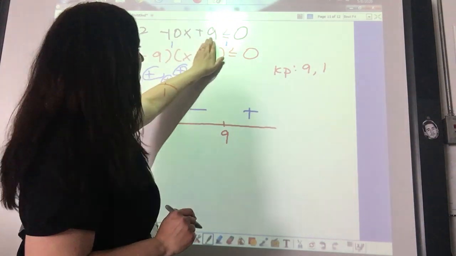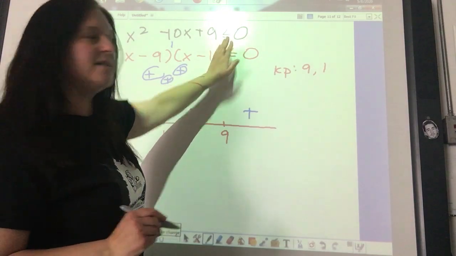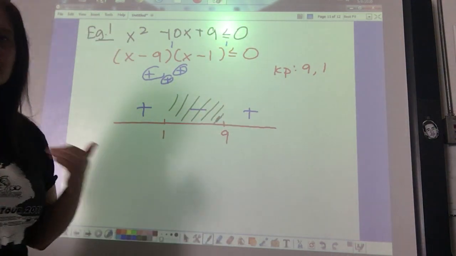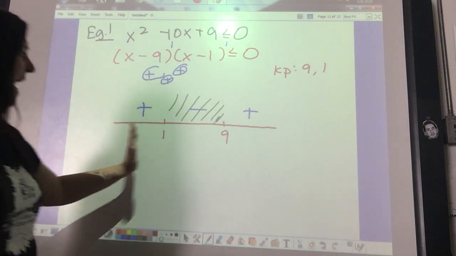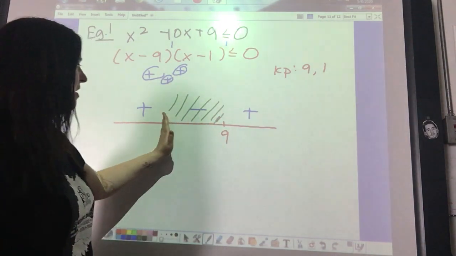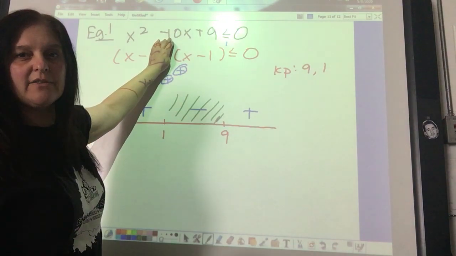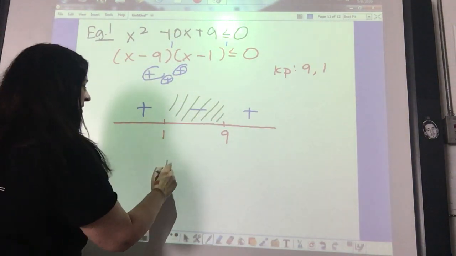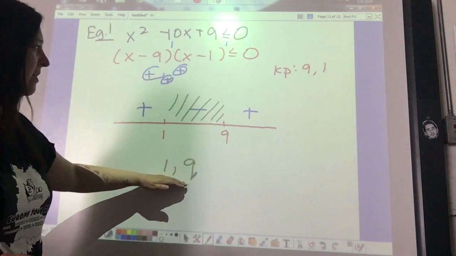We want to know where this inequality is less than or equal to 0. So I'm looking for negative regions. You don't have to do that, just something I do to visualize. So that means any number I pick in this region will make that inequality negative. That's what the sign diagram tells me. So any number between 1 and 9 will apply.